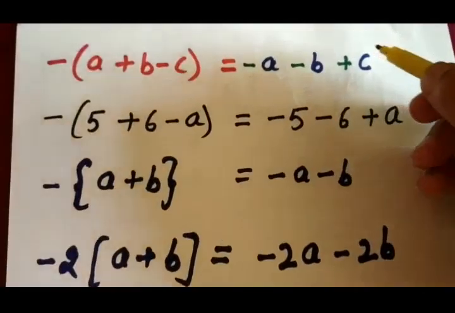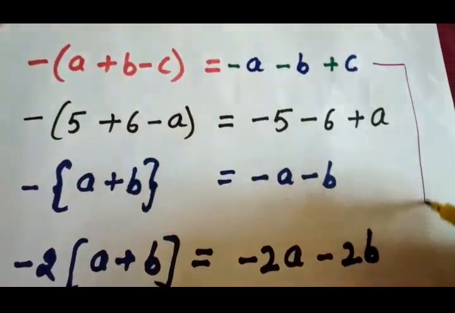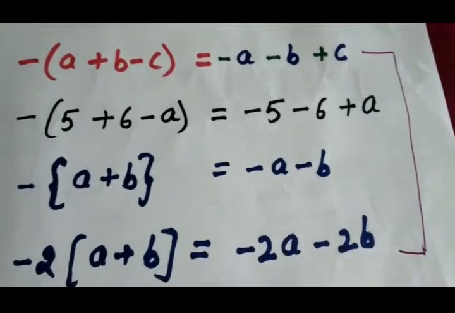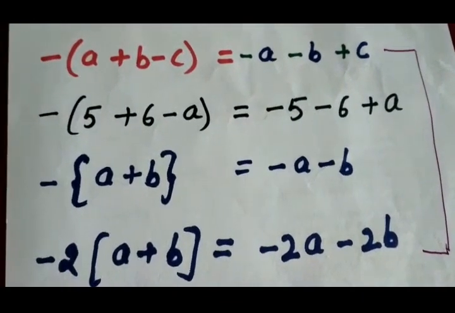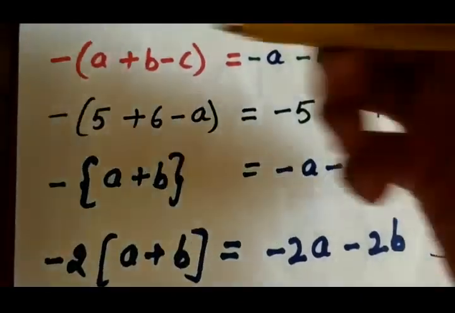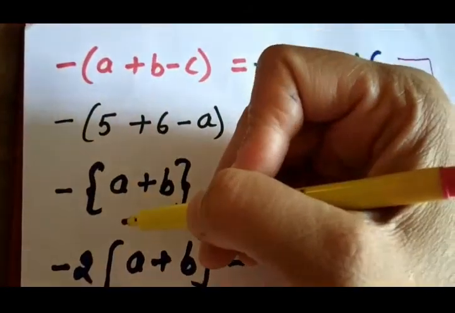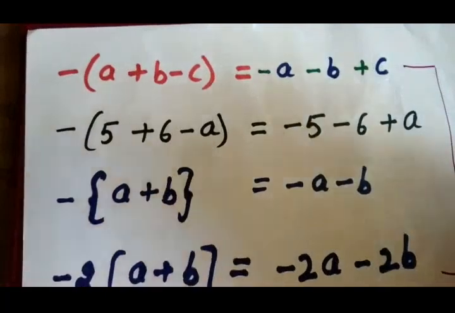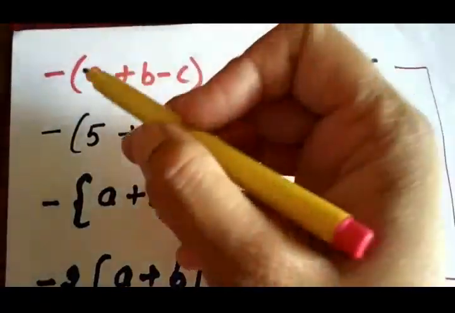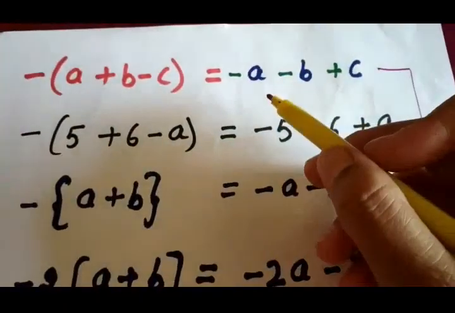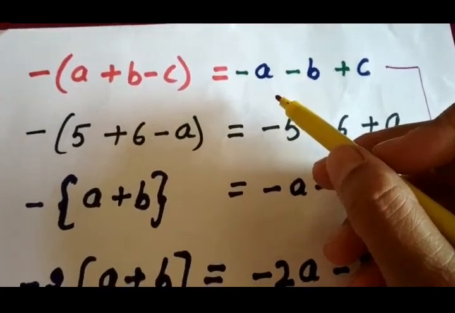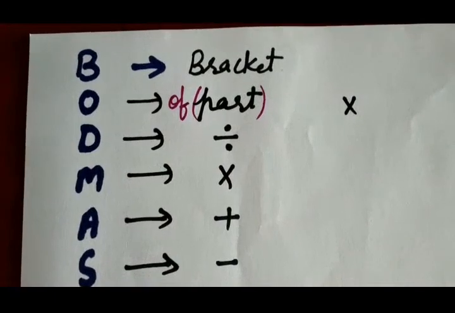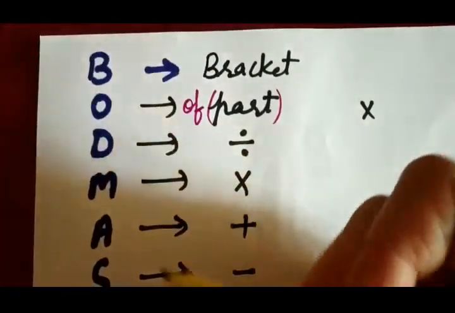This is very important when we do the removal of any brackets, any types of brackets. When we do the removal, what we have to follow: if there is a plus sign outside the bracket, then there will be no change in all the terms. There will be no change in the signs. If there is a negative sign outside the bracket, then the signs will get reversed. Now, before solving any expression, let us learn this BODMAS rule also.